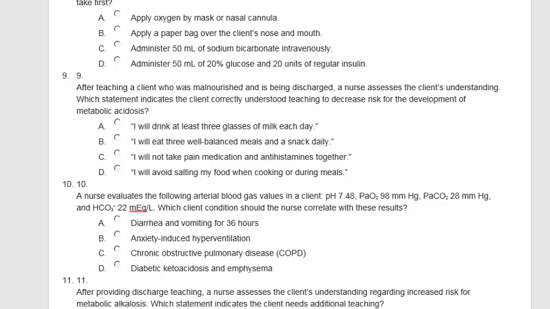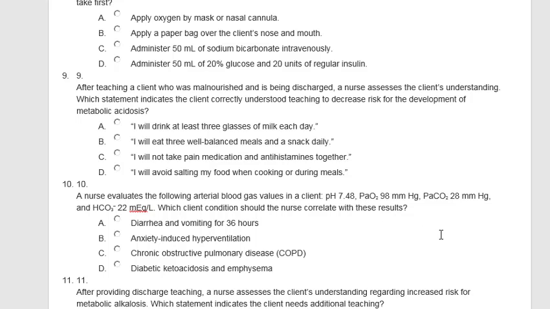The nurse evaluates the following ABG values in a client. 7.48. So that pH is a little alkalotic. PO2 is fine. CO2 of 28. This person got rid of a lot of CO2. 35 to 45 is normal. And a bicarb of 22, which is within normal range. Which client condition should the nurse correlate with this result? So we are in a respiratory, because our CO2 is out of range to the alkalotic side, and we have an alkalotic pH. So we have a respiratory alkalosis.